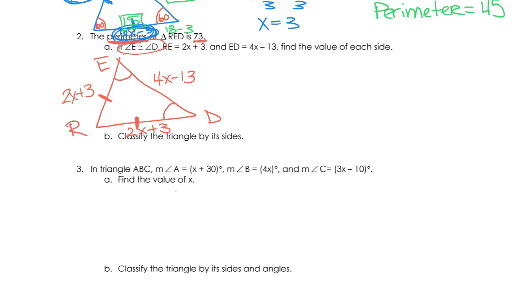And now we could go ahead and add up our one side plus the side that's equal to it. So we got another 2x plus 3 plus our third side. And we are going to go ahead and set that equal to the perimeter, which is 73.